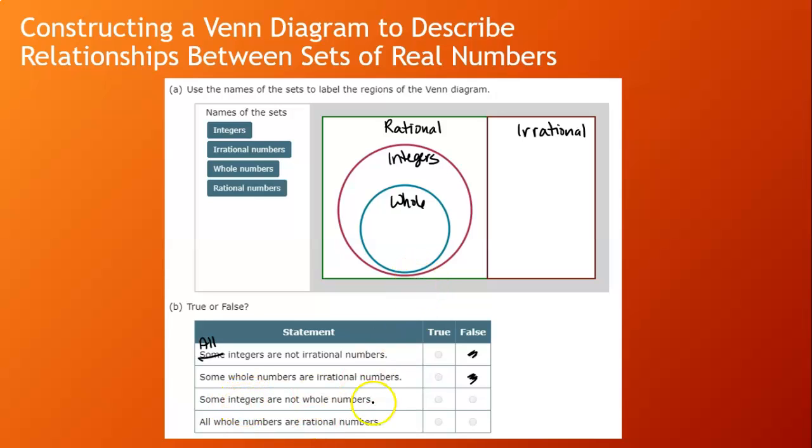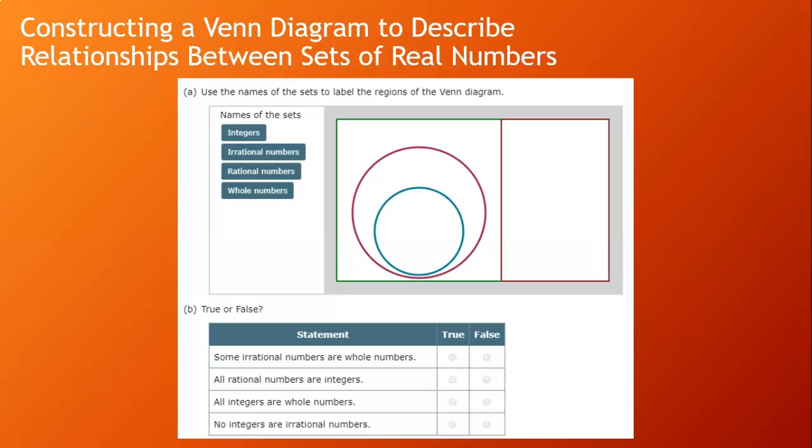Some integers are not whole numbers. So we're looking at integers. Are there some integers that are not whole numbers, like -6? That's true. And all whole numbers are rational numbers. Yes, the blue circle fits inside the green box always, so we would say that that's true. Make sure you have this written down with these statements before we move on. Pause the video and try filling this one out all on your own.